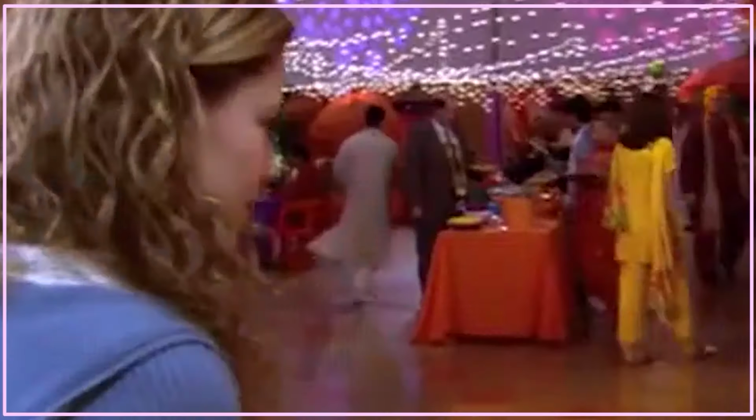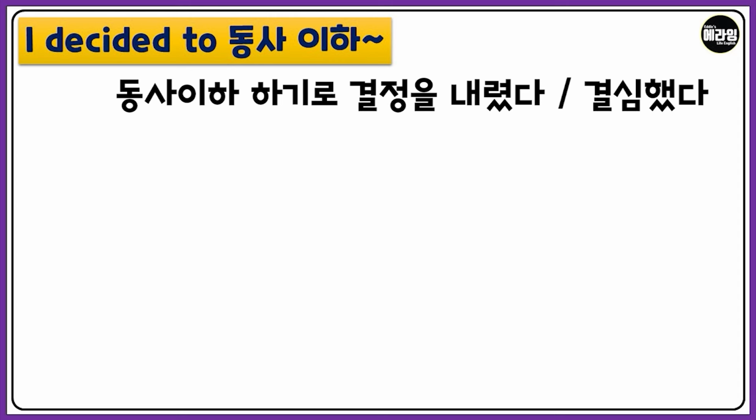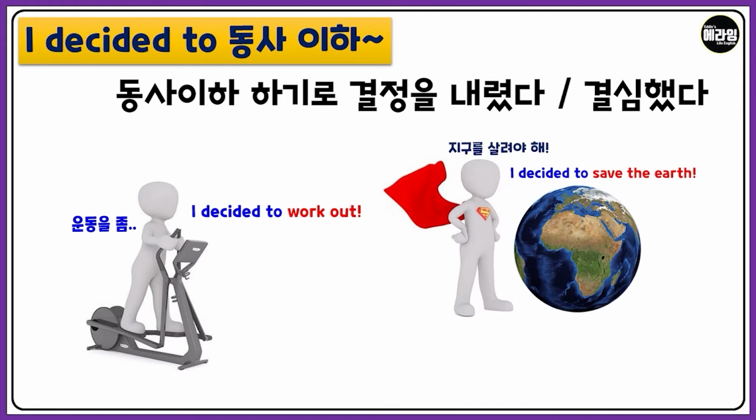I decided to wait. I decided to come. So I decided to do more. I decided to come back to school. I decided to go gentle with Phil. I decided to do something I almost never do. I decided to 동사 이하 패턴은 말 그대로 동사하기로 결정을 내렸다 라는 의미로 뒤에 나오는 동사의 성격에 따라 가볍게 시도하는 정도일 수도 중대한 사안일 수도 있어서 다양한 상황에서 자주 등장하는 패턴입니다.